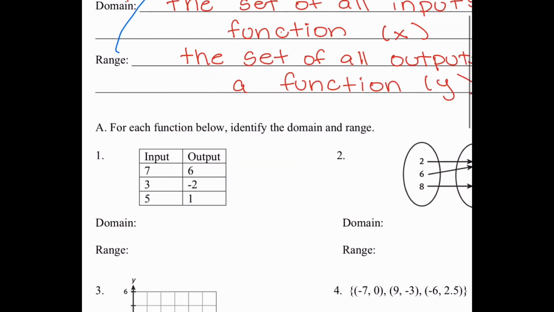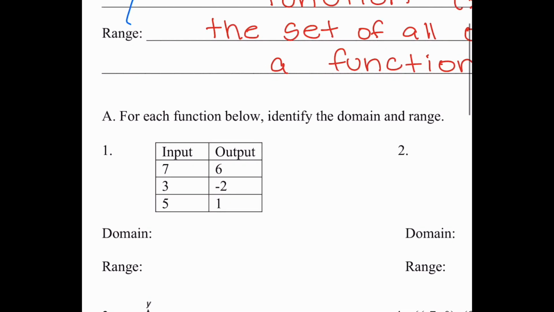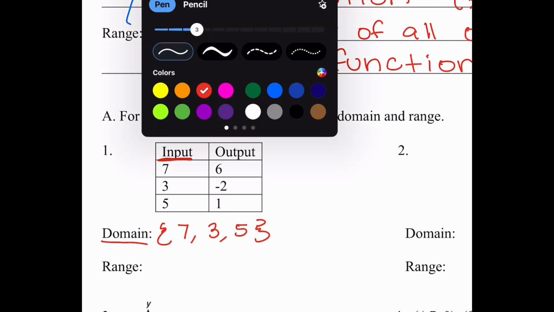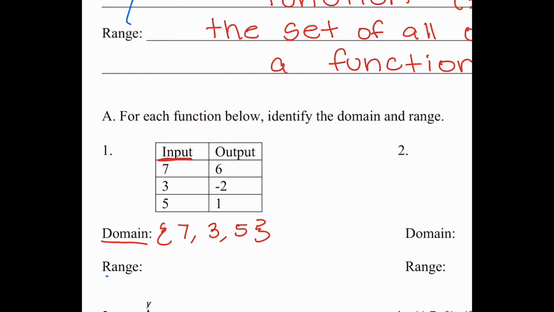Looking at number 1, I know that domain is all of my inputs. So if I'm going to list all of my inputs, that would be the numbers 7, 3, and 5. And I know that range is all of my outputs. And so those are the values 6, -2, and 1.